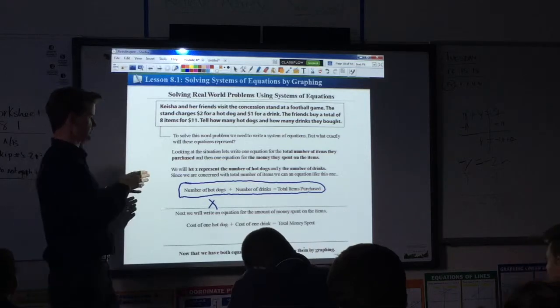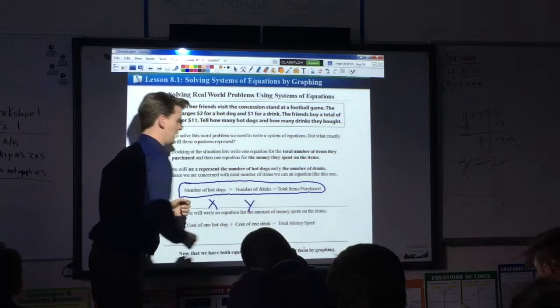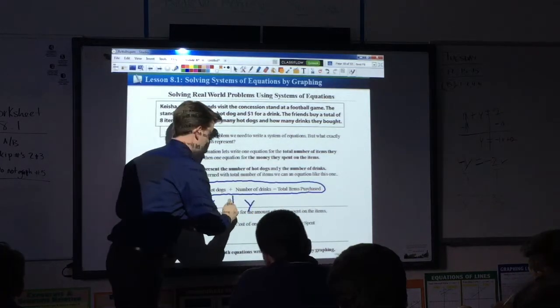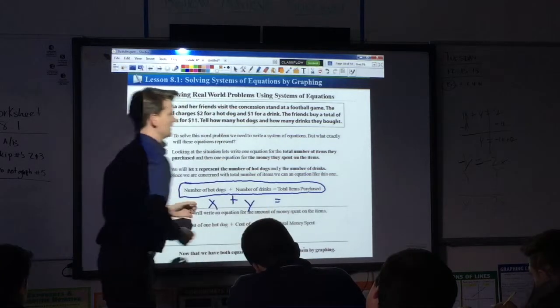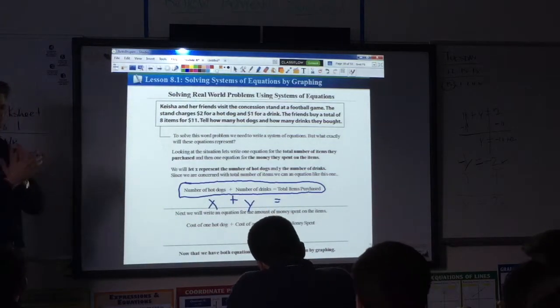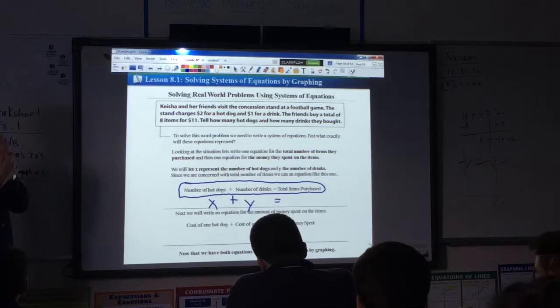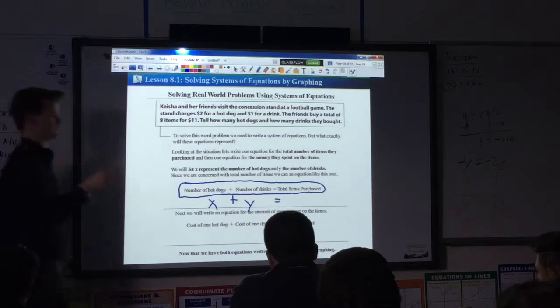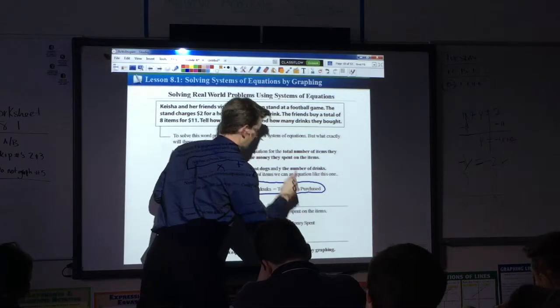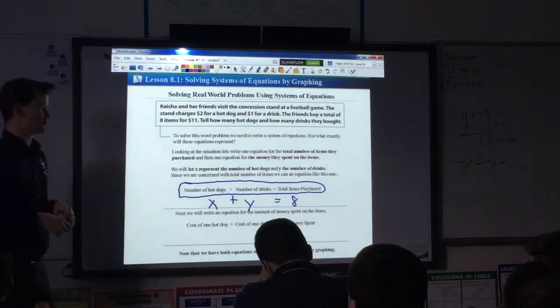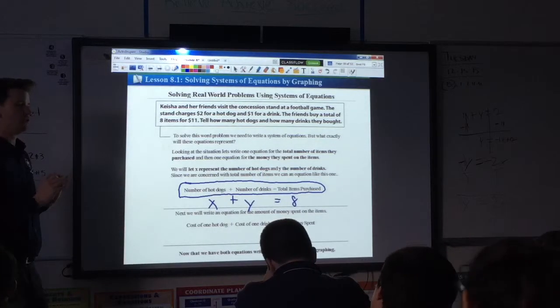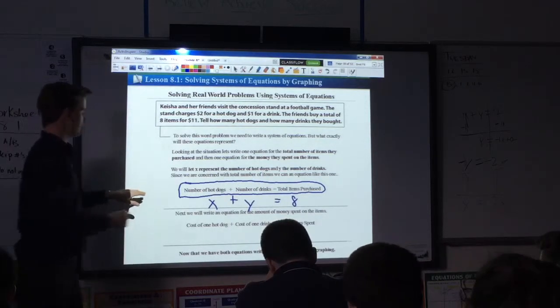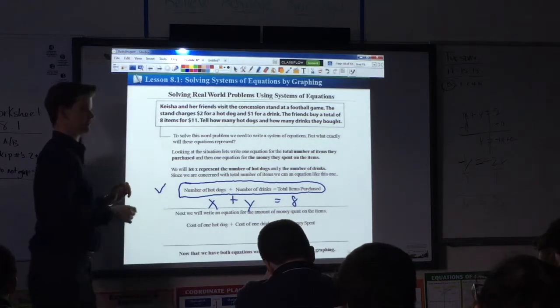So, hot dogs are my x, drinks will be my y, and if we add those together, x plus y, it should equal how much? Not 11, the total number of items purchased, which is what? 8 items. They bought a total of 8 items. We just don't know what they bought yet. So if I added up the hot dogs and the drinks, they should equal 8. Okay, so I have my first equation for the total number of items purchased.